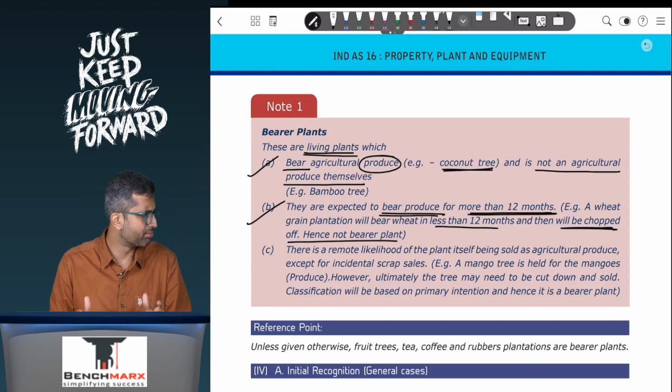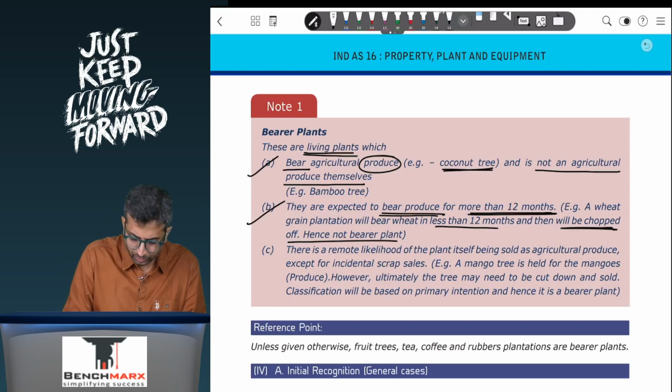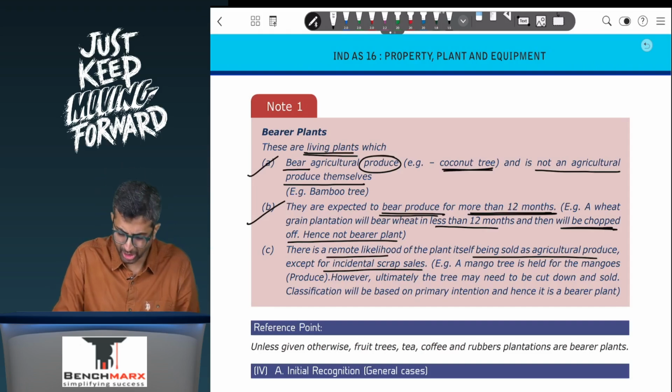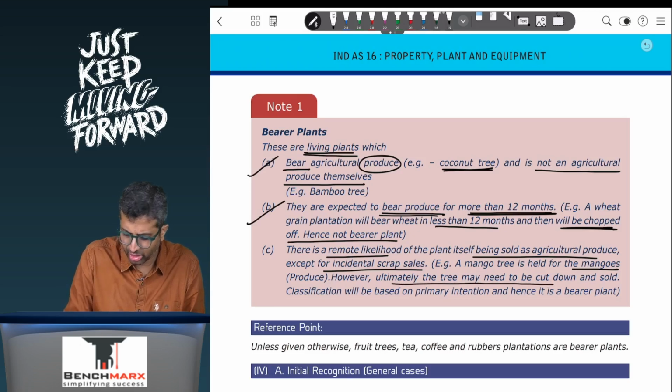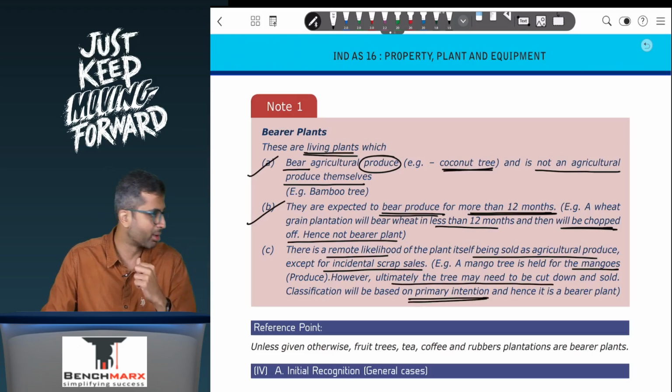Are we clear with bearer or you want more explanation? There is a remote likelihood that the plant itself will be sold except for incidental scrap sales like a salvage value. A mango tree is held for mangoes. However, ultimately the tree will be cut down and sold. Classification is based on the primary intention, that is for mangoes.